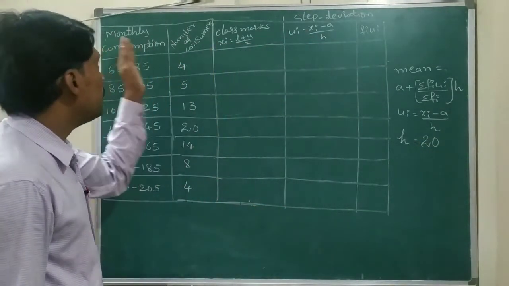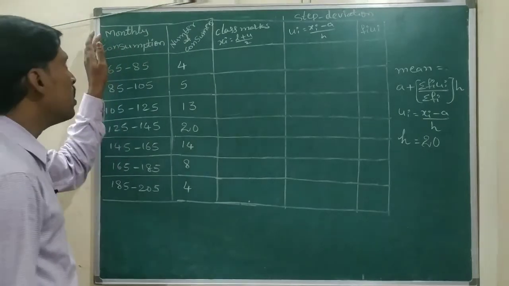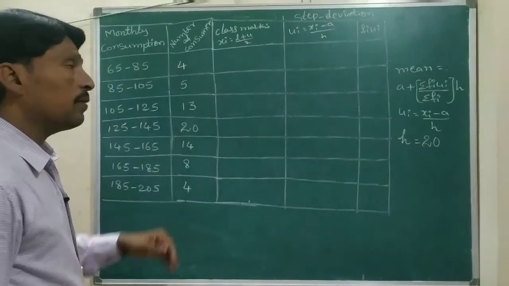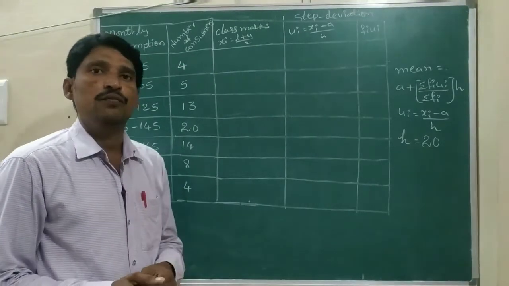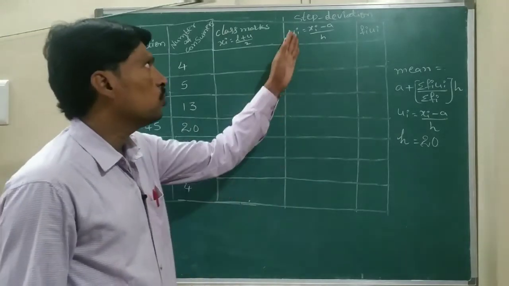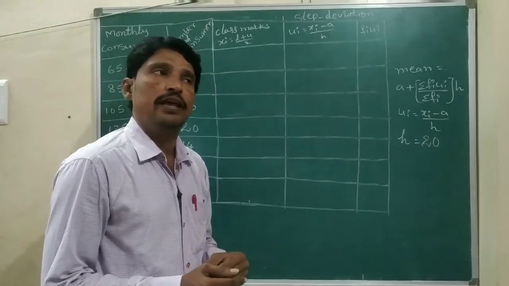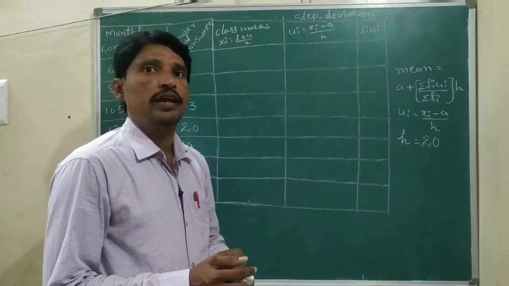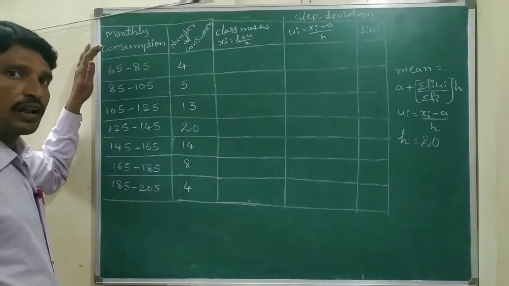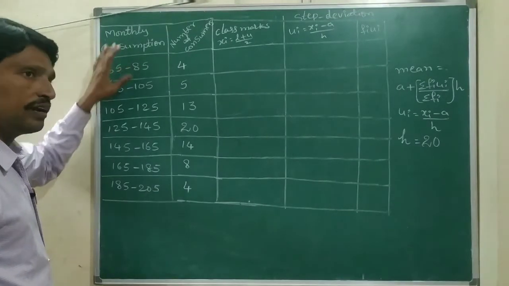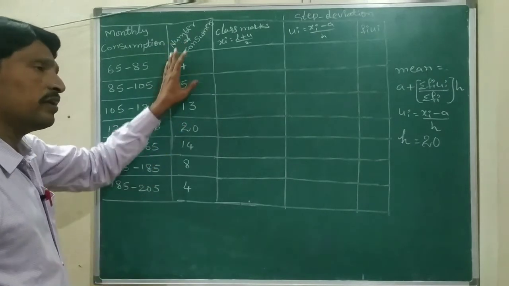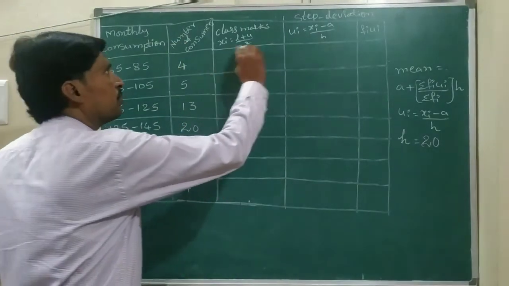Now, I have drawn the table. In the table, monthly consumption is taken as the class interval, number of consumers is the frequency, and then class marks Xi equal L plus U by 2, Ui equals Xi minus A by H, and Fi Ui. The monthly consumption class intervals are already given in the data, and the number of consumers is also given. Now we need to find the remaining columns.